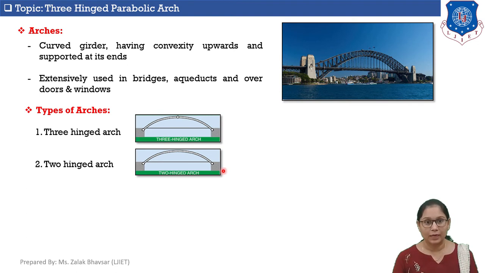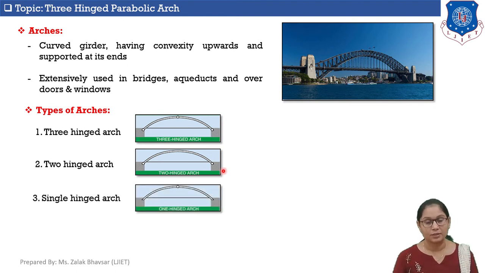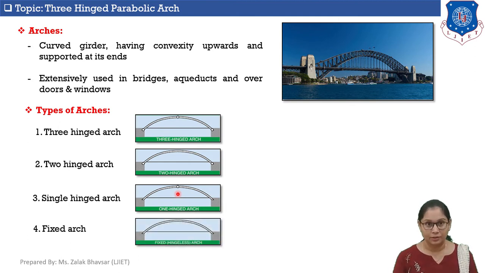Now another type of arch is called a single hinged arch because in this type of arch there is only one hinge, which is at the center of the arch. That's why it is called a single hinged arch. And the last and fourth type of arch is called a fixed arch because there is no hinge in this type of arch. You can see that both ends of this type of arch are fixed ends, and there is no hinge in between. That's why these arches are called fixed arches.